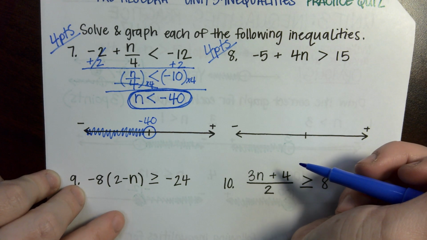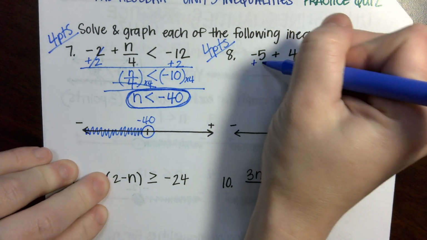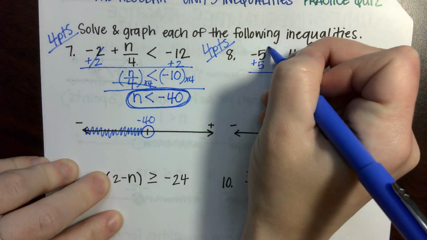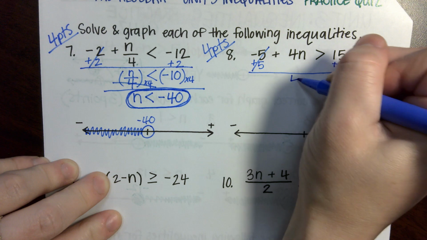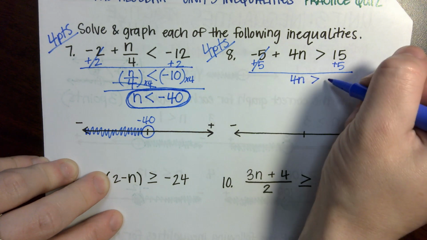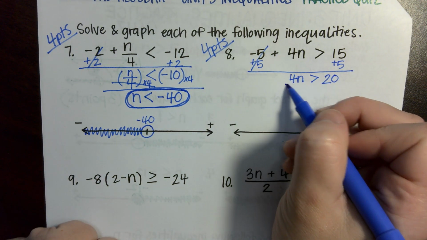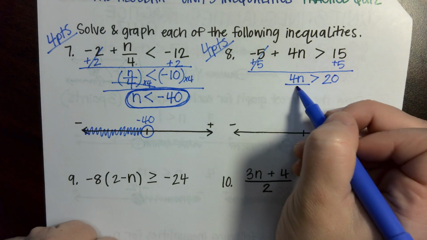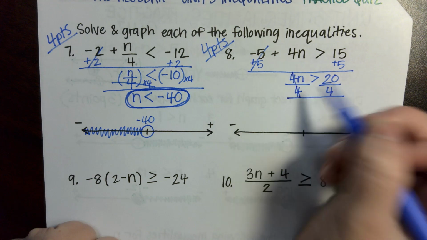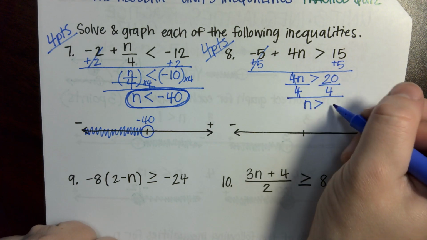Okay, let's try number 8. What's my first step? Add 5. Good. My 5's cancel, so I'm going to bring my 4 times n down, my greater than, and what's this? 20. Good. Next step. Yes, I have 4 times n. To get rid of that, I divide. Use our inverse operations. So my 4's cancel, and I'm left with n is greater than what? 5. Good.